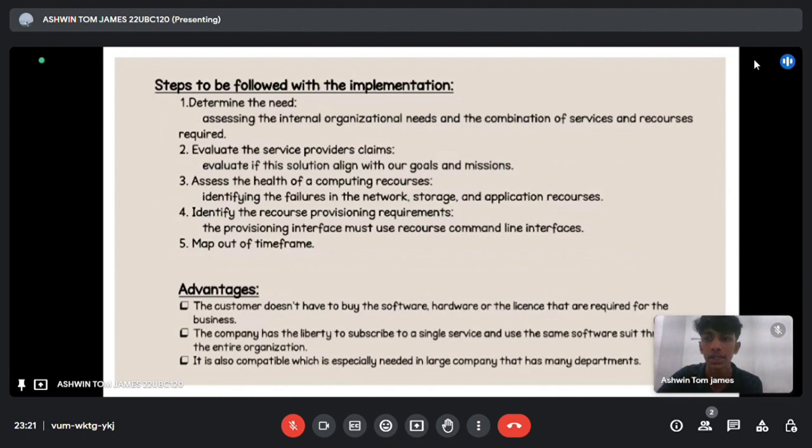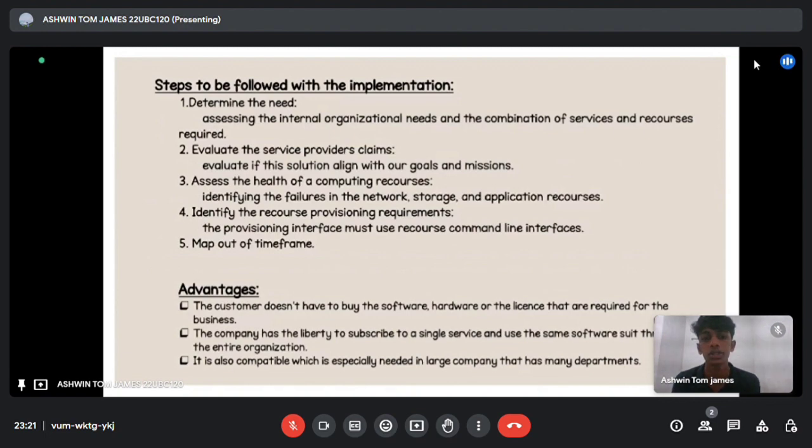Steps to be followed with the implementation. Determine the need: assessing the internal organizational needs and the combination of service and resources required. Evaluate the service provider's claims. Evaluate if the solution aligns with our goals and missions. Assess the health of computing resources.